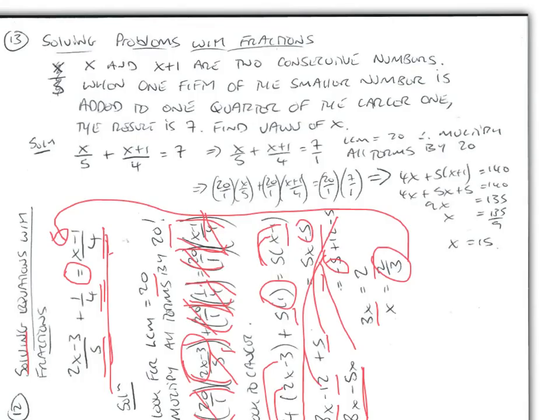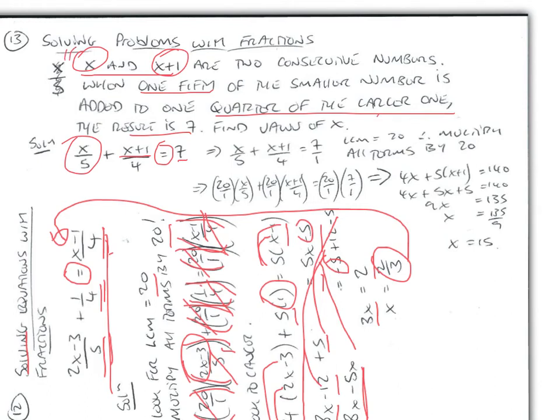Let's look at solving problems with fractions. So x and x plus 1 are 2 consecutive numbers. When 1/5 of the smaller number, that's x, is added to 1/4 of the larger number, that's x plus 1, and 1/4 of that is that over 4, the result is 7. So here's my equation. So I'm going to solve this equation now that I've taken the story and generated the equation.